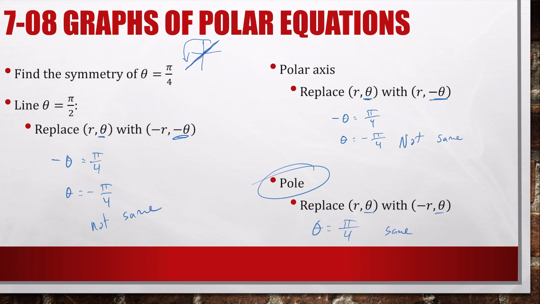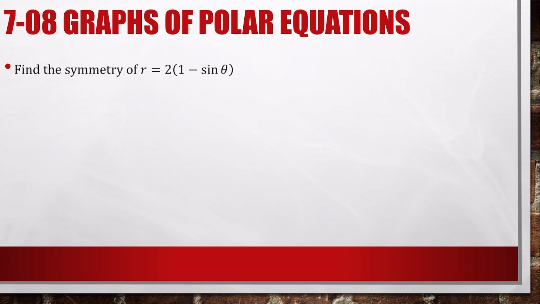All right, let's find the symmetry of r equals 2 over 1 minus sine theta. Wow, this one could be fun. This one could take a while. What's it even look like? Well, we could use a quick test. It is sine. The quick test says it is the line theta equals pi over 2, because it's sine, that's the symmetry. Don't you like shortcuts?